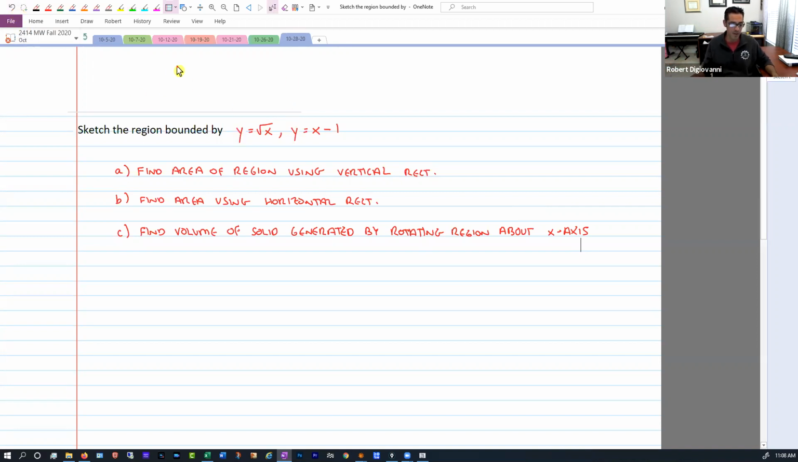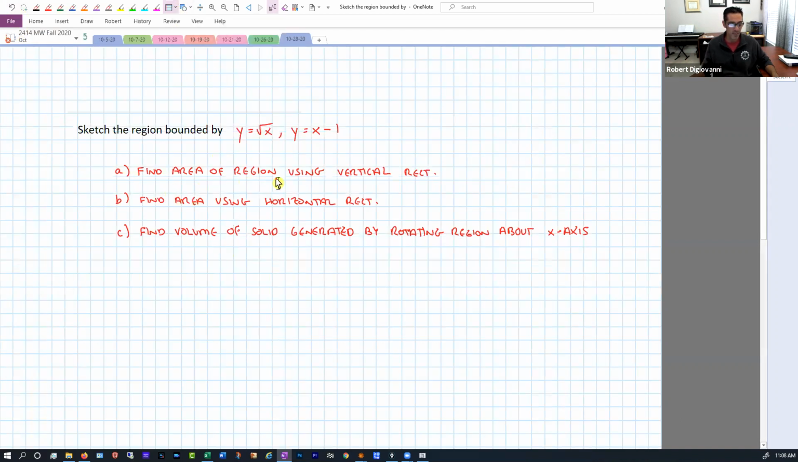So we have these two functions of x, and we want to first find the area of the region using vertical rectangles. Then I'm going to force you to find the area using horizontal rectangles. And then I want to find the volume of the solid generated by rotating the region about the x-axis. So it's kind of like everything that we've just gone through. Let's just make sure we can do it all, and then we'll move on. So I'm going to start with the region itself.